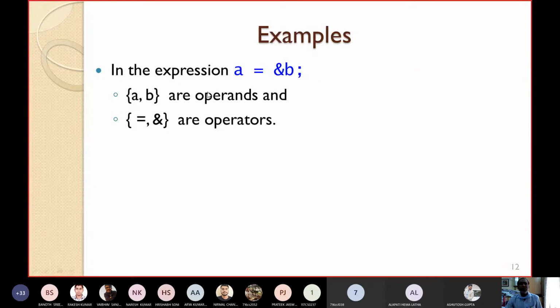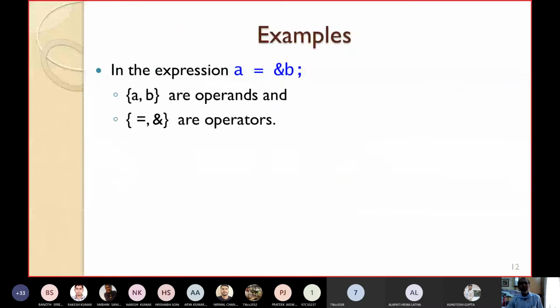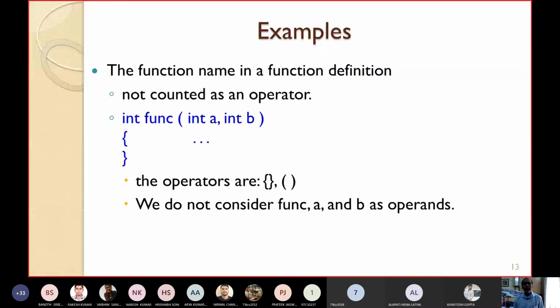So these are all operators. I have already told you that the semicolon, the statement termination, is also treated as a single operator. So in this expression, A and B are operands, and equal to, ampersand, and semicolon are operators. The function name in a function definition is not counted as an operator. Please see, if it is a function definition, then the function name is not counted as an operator. But if it is a function call, then the function name will be treated as an operator.